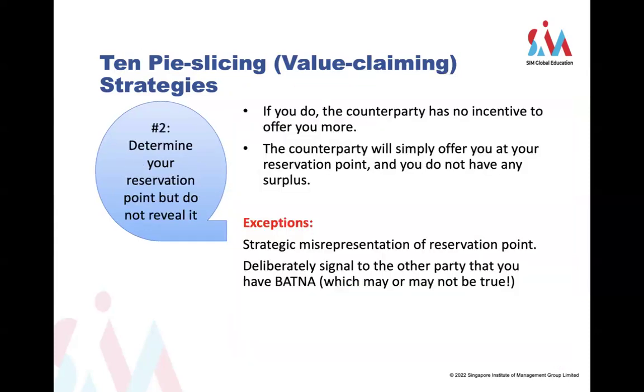Number two, determine your reservation point, but do not reveal it. Do not tell the other party that, hey, I'm willing to pay up to $14 for your product. Or, if you're the seller, do not tell the other party that, hey, I'm willing to let go of the product at lowest $11. If you do that, there is no incentive for the other party to offer you more because you are already telling them your reservation point. There is no incentive for them to give you more. So do not disclose your reservation point at any time.